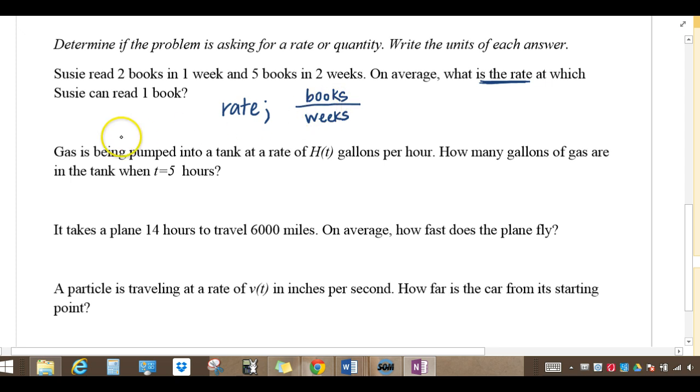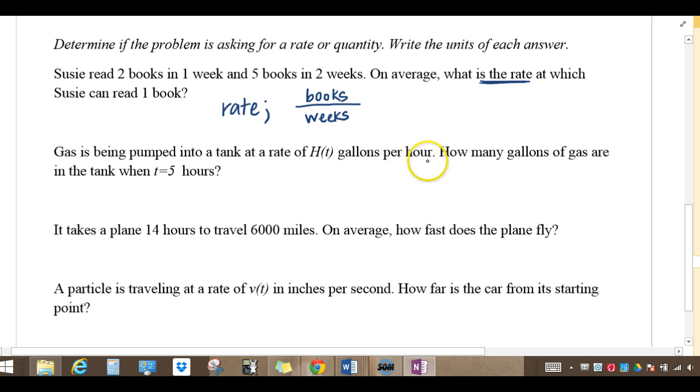All right, moving on to the second example. Gas is being pumped into a tank at a rate of H of t gallons per hour. Here, H of t is the name of some function, but we don't explicitly have the function. We just have the name of it. The name of this function is big H of t, and this function tells us rates. The rates are in units of gallons per hour. So that's what I've been given: the name of a function that outputs rates in units of gallons per hour.